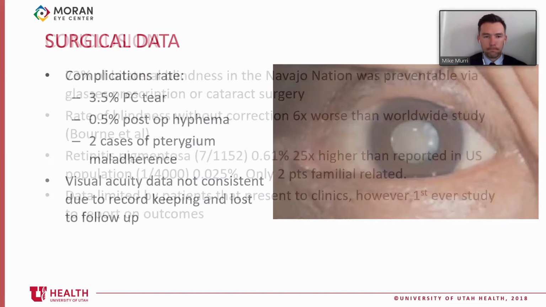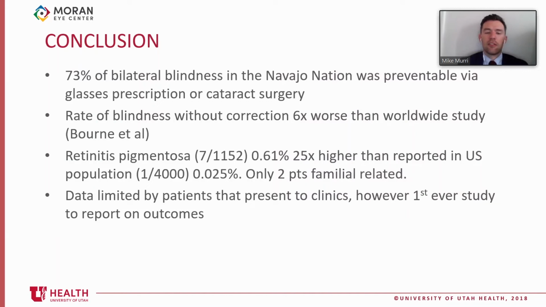In conclusion, really interesting that 73% of the bilateral blindness in this Navajo Nation cohort was preventable, either through refraction or cataract surgery. And the rate of blindness was six times worse than the worldwide study. An interesting finding was that RP is a lot higher than reported in the US population. And sometimes you might think, oh, this is just because there's one family that is all related, but only two of our seven patients were related.